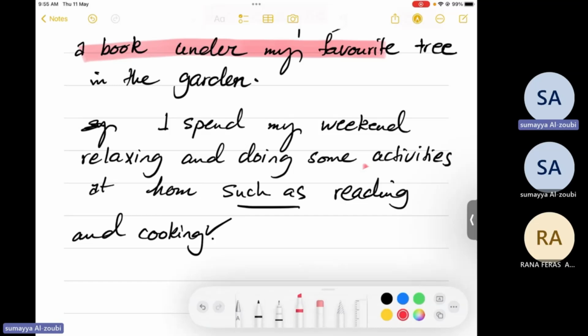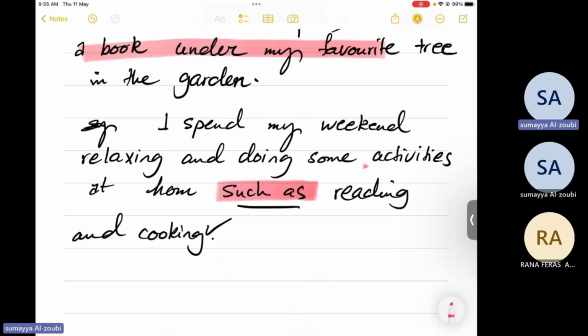What do we have here? After such as, by the way, you need a noun. You don't need a complete sentence. Such as is just a preposition. And this is exactly the same with like, if you would like to use it as a preposition. Don't use it with a full sentence. And don't use, for example, with nouns.